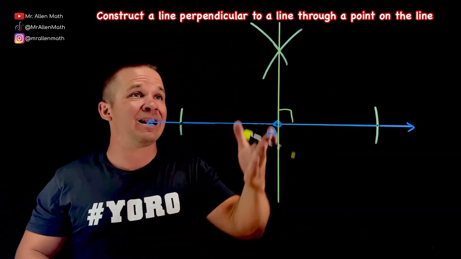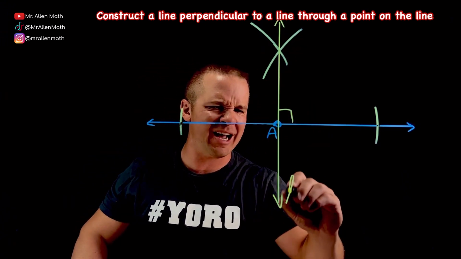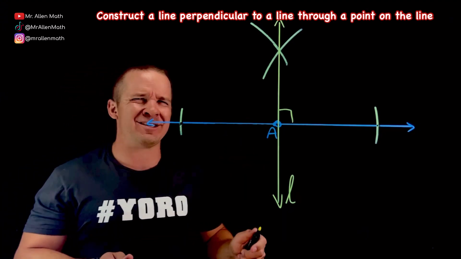I now have a line that is perpendicular. I can even pop some arrows on there and make it official. I'm going to call it line L. This is one of the few times that cursive is cool. Otherwise, I hate cursive.